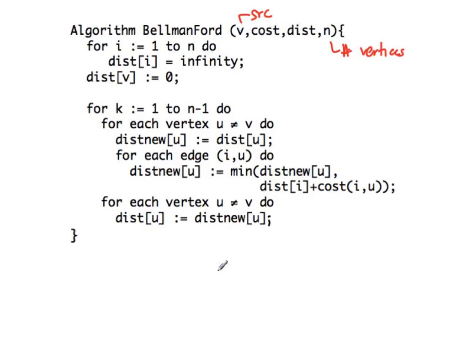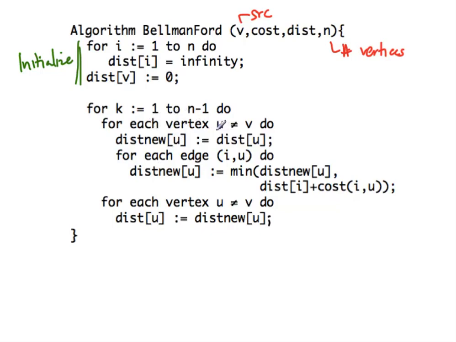So we initialize it. As we described, we initialize it by setting up the cost with paths of length 0. For every vertex other than V, the cost is infinity. For V itself, the cost is 0. And now we do this loop n minus 1 times. So n minus 1 times we pick up every vertex u.